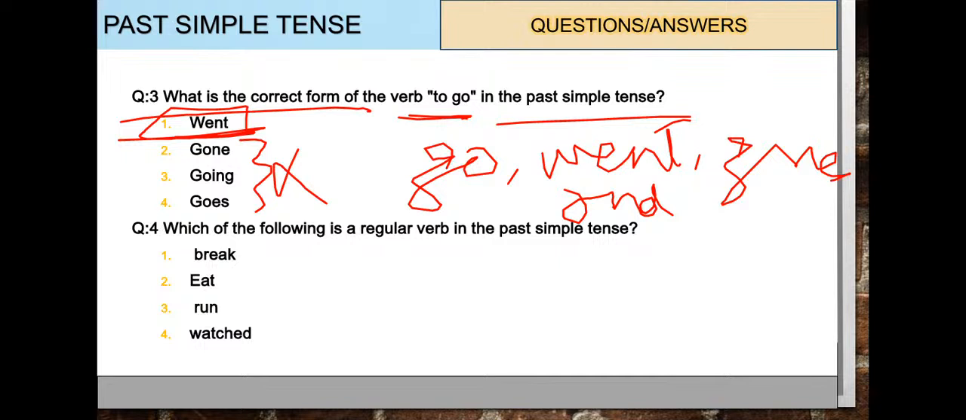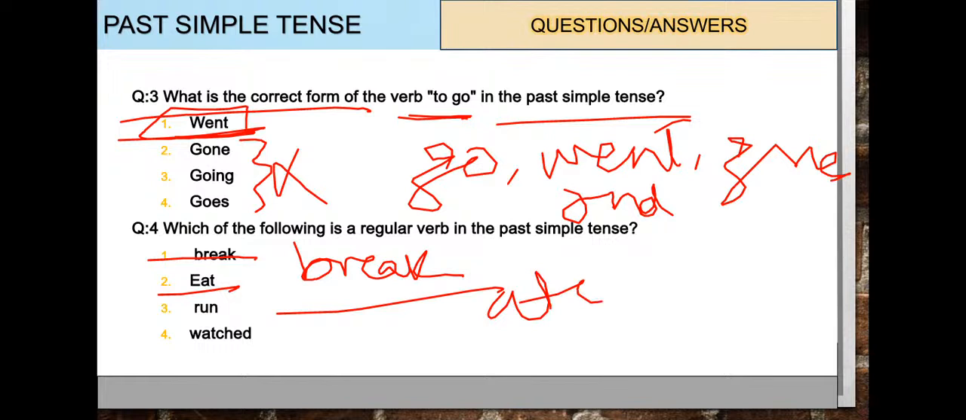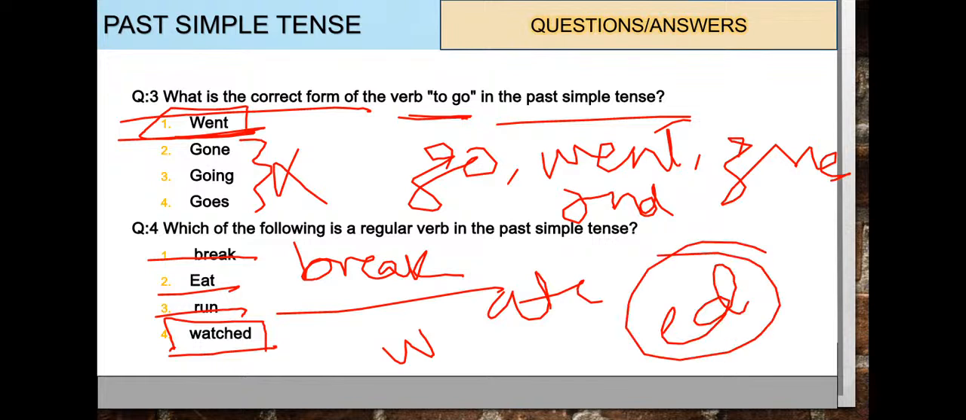So which of the following is a regular verb in the past simple tense? Regular verb, okay. So regular verb and irregular verb, I forget the concept right here. Let's check. Break, broke, broken. So this is not regular. Eat, ate, eaten, not regular. Run, not regular. Watched, watched. So it is regular because it is mainly used with ed at the end of the verb. We're using ed for the second and third form. So in my opinion, it is a regular verb.